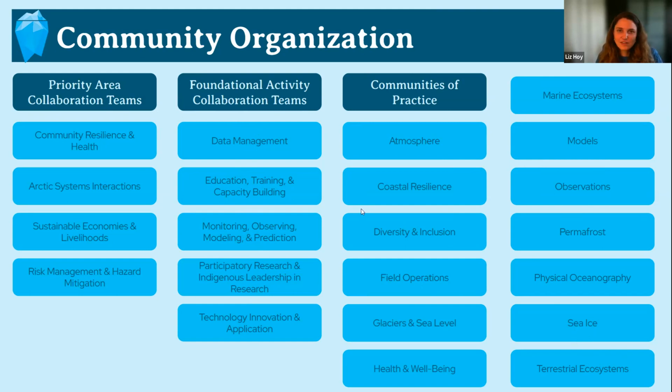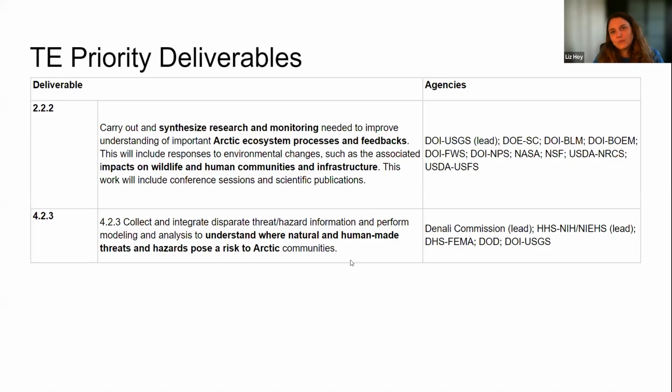That's kind of how the new organization flows now. So Elizabeth Powers and I are the two co-leads for this team. We've gone through and tried to pick out some priority deliverables that we feel our team could make progress on over the next year. And we are still thinking about how our team could do this.